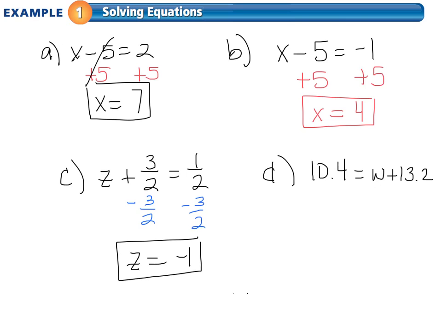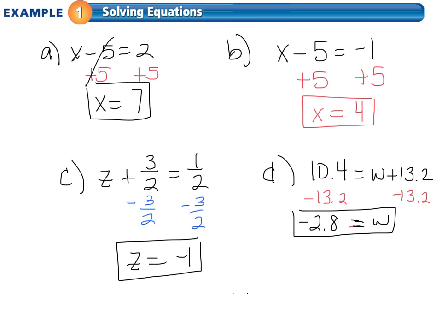So I'm going to get rid of the plus 13.2 by using the subtraction property of equality. So I subtract 13.2 on both sides. That leaves me with w equals, and what is 10.4 minus 13.2? It's negative 2.8. So my answer here would be negative 2.8 equals w.